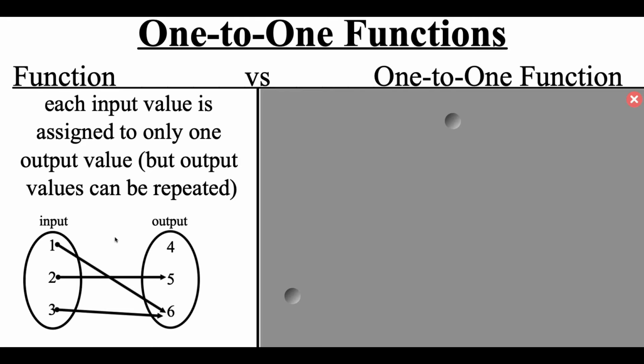So visually, for an example, we've got input values of 1, 2, and 3. We've got output values of 4, 5, and 6. 1 is matched up with 6, 2 is matched up with 5, 3 is also matched up with 6. So each input value is only matched up with one output value. 1 isn't matched up with 4 and 6, it's only matched up with 6. But we did repeat an output value, but that's okay.